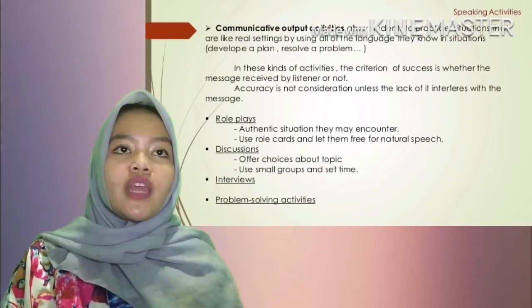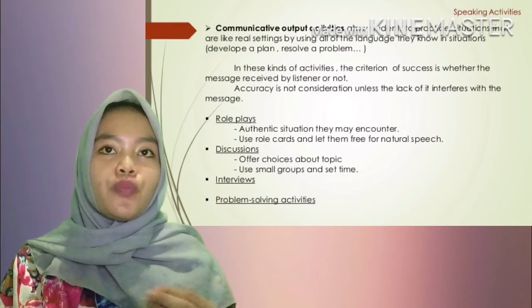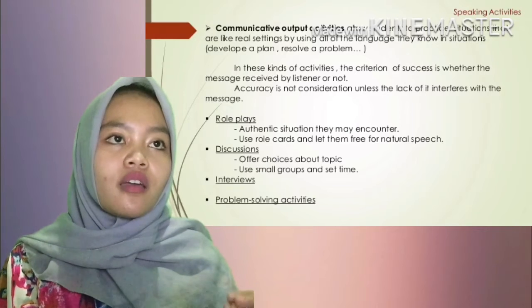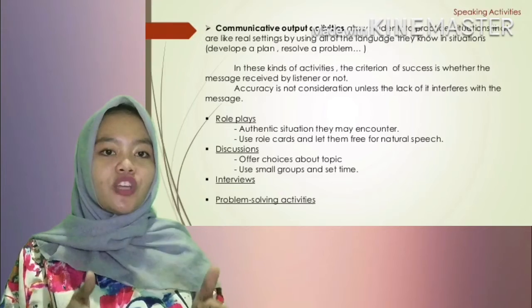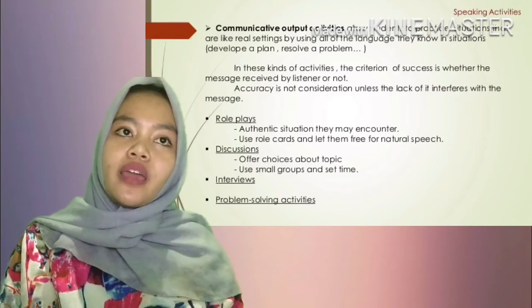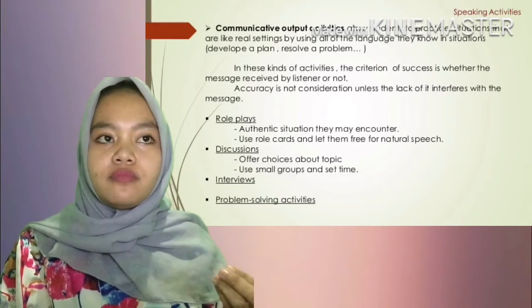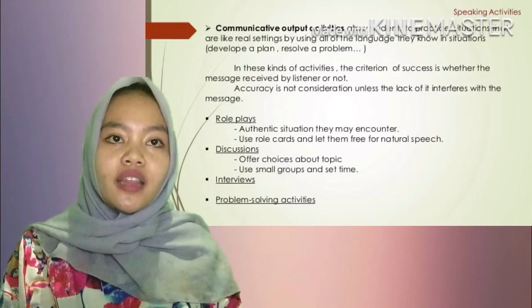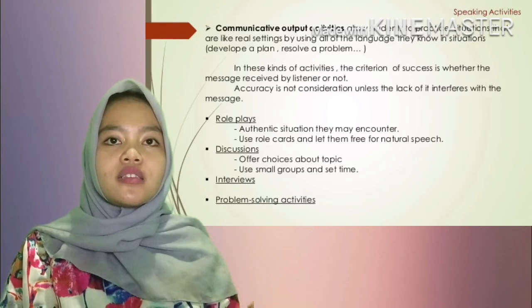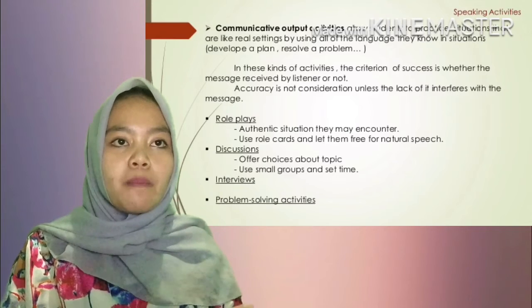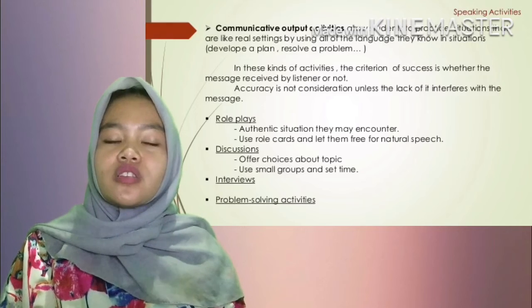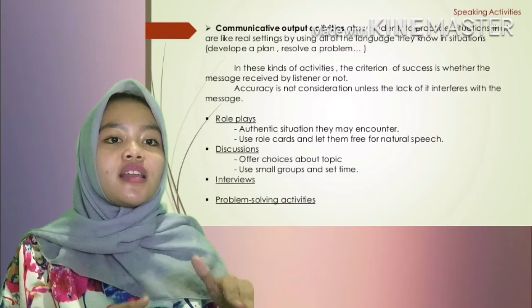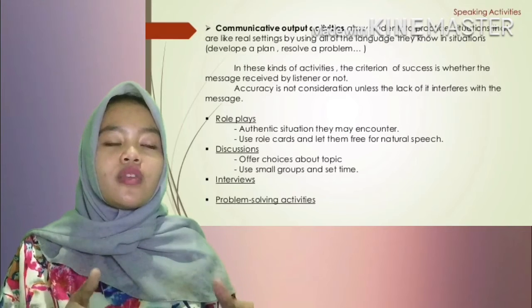And now I'm going to explain communicative output activities. They allow students to practice situations that are like real settings, using all of the language they know in a situation, or to develop a plan or resolve a problem. In this kind of activity, the criterion of success is whether the message is received by the listener or not. Accuracy is not a consideration unless it causes a lack of interest in the message.